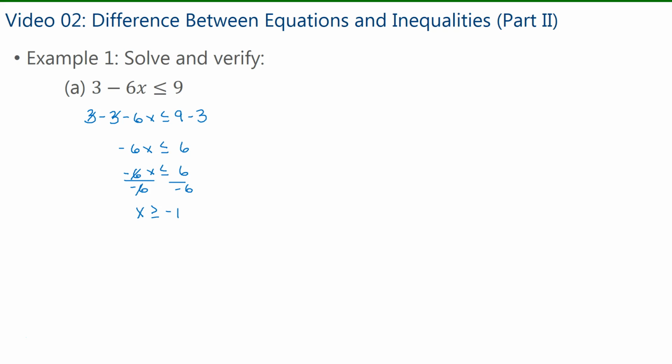Now to verify this inequality, I'm going to pick some values that are greater than or equal to negative 1 and see if the left side is less than or equal to 9. So I'm going to start with 0. On the left, I got 3 minus 6 times 0, and I have 9 on the right. So working at the left, I get 3 minus 0, which is 3. 3 is less than or equal to 9. So we verified that 0 is part of the solution.